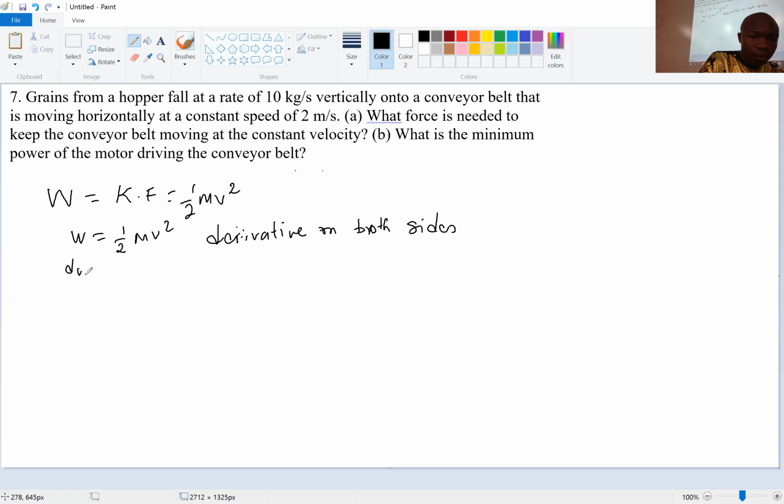So you get the derivative over dt. And then you know the velocity is constant, right, that's why you're done. And that's the rate of change, which is what you get from kinetic energy.